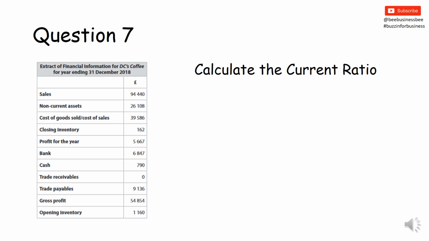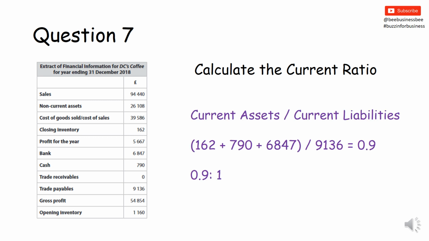Question 7. Calculate the current ratio. So you will get 1 mark if you correctly written the formula out, current assets divided by current liabilities. Your second mark would come from correctly identifying the current asset. So you would have picked out that you've got your closing inventory, you've got your cash, and you've got your money in the bank that you need to add together here. And you need to divide them by your current liabilities.